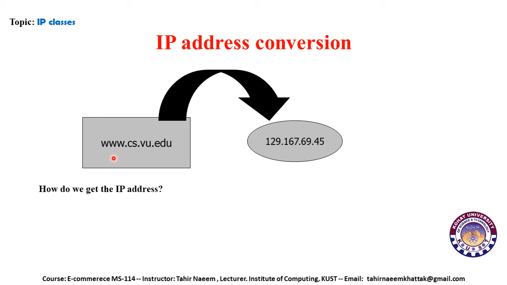So here, how will we convert an IP address? Here I am giving you an example of a URL, www.cs.vu.edu. Normally when we type in the browser, we type this type of address, and it is automatically converted into IP addresses. The IP address is represented in decimal numbers, and this is the decimal IP address. While it is easy for a human to understand the decimal IP address.